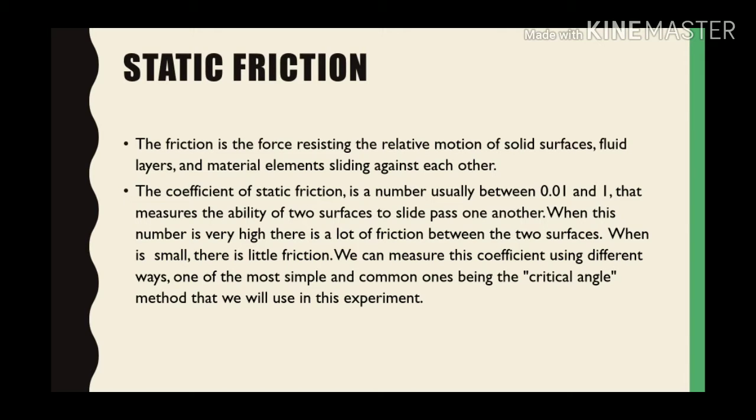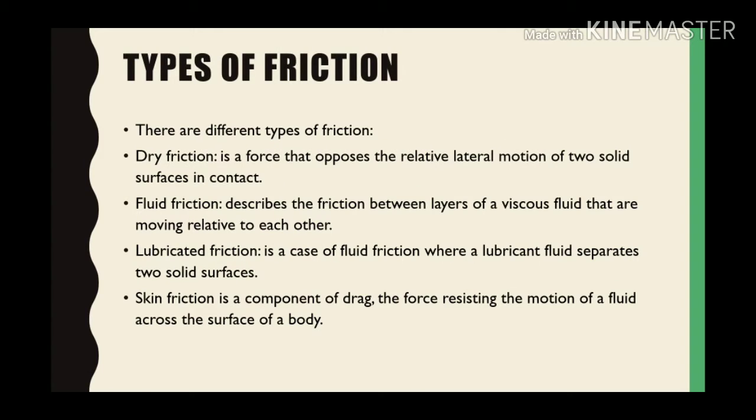We can measure this coefficient in different ways, one of the simplest and most common being the critical angle method that we will use in this experiment. There are different types of friction. Direct friction is a force that opposes the relative lateral motion of two solid surfaces in contact.